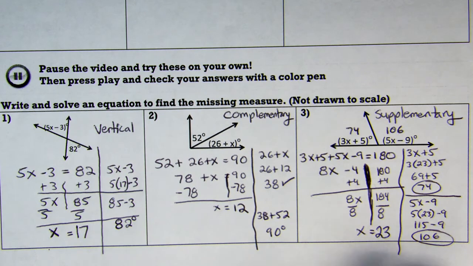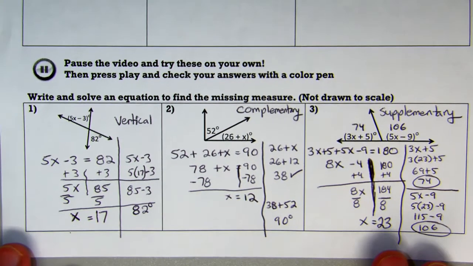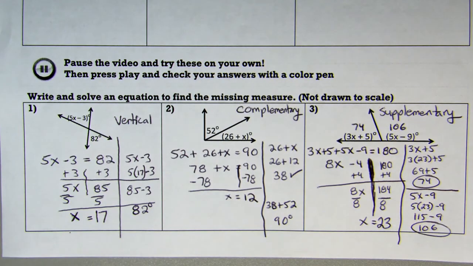Alright, number 1 here. I notice that there are vertical angles that are opposite, so I'm going to do my equation as 5x minus 3 is equal to 82, and I find that my value of x is 17. Once I plug that in just to check and make sure, I do see that it is 82 degrees, so that does work and they are equal.